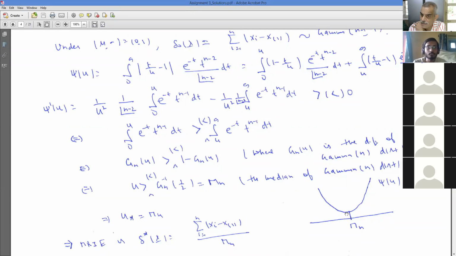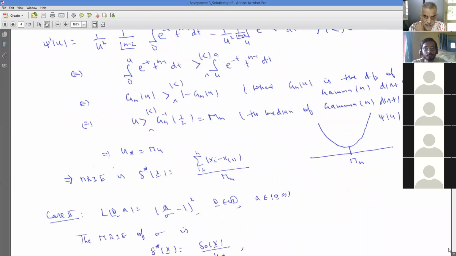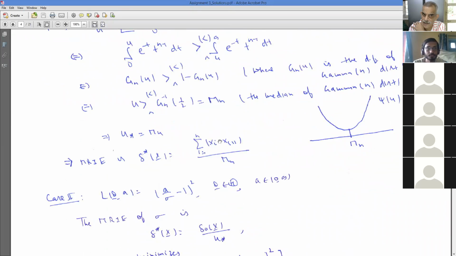So where would the minimum of psi(u) be? The median. So that means Mn, which is the median of the gamma(n) distribution. So this says that the MRE would be, this was your delta naught, and this is u star. u star is nothing but the median of the gamma(n) distribution. Is that okay? Yes, sir.